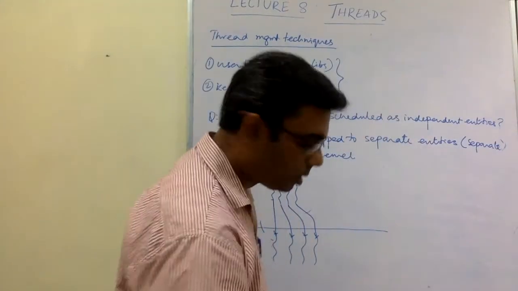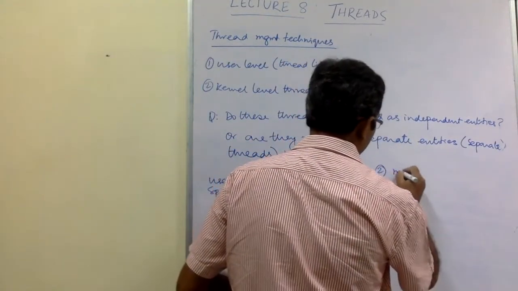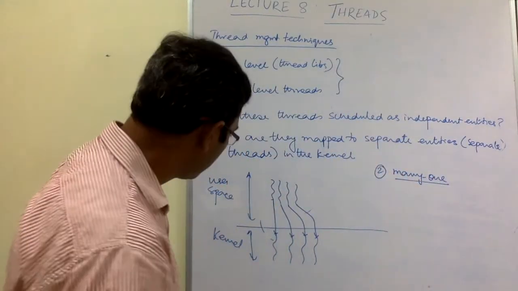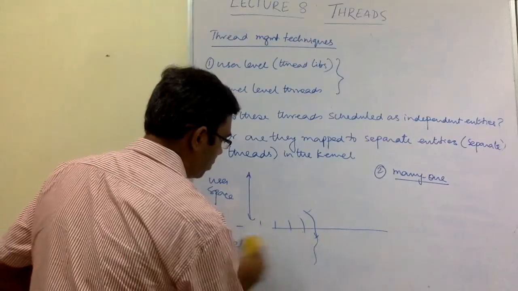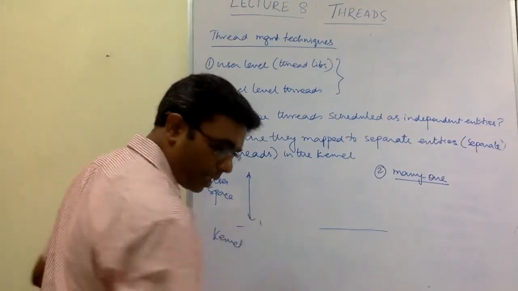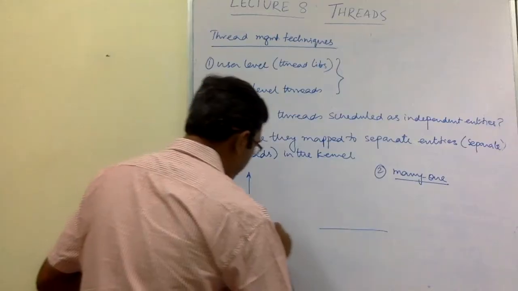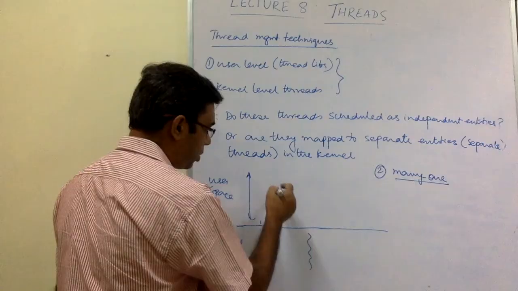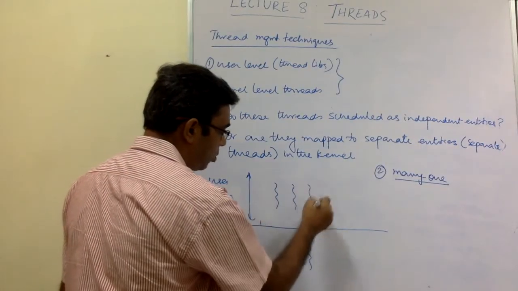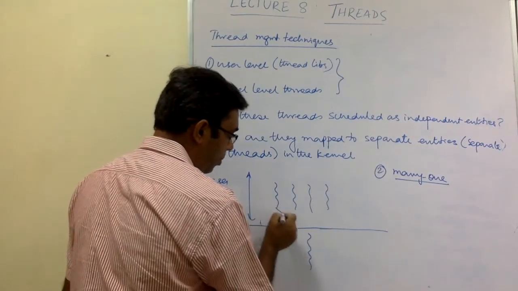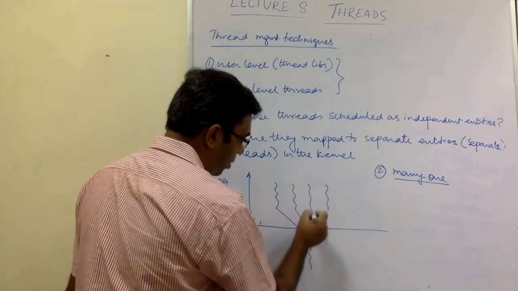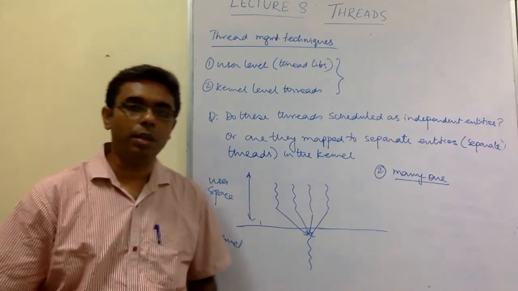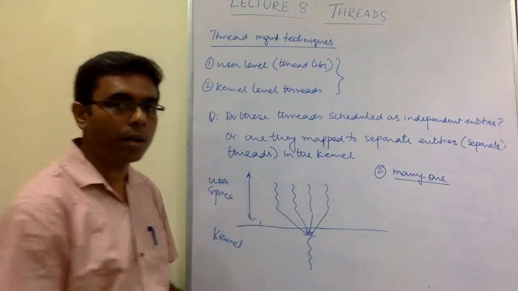called many-to-one. Now, you may have guessed it by now, that the kernel does not support multiple threads. It has only one stream of execution. However, at the user space, you can create as many threads as possible, but each one of them will be mapped to a single thread of execution in the kernel. So this is many-to-one mapping.